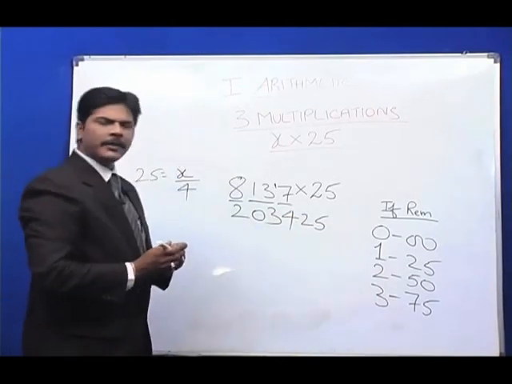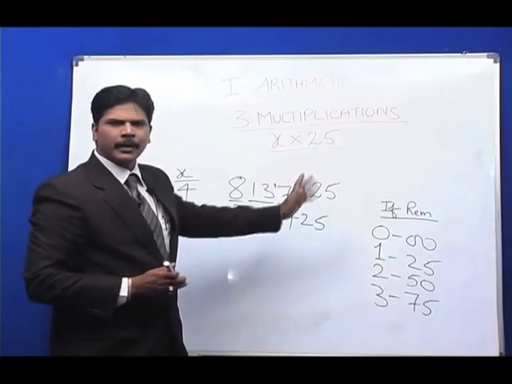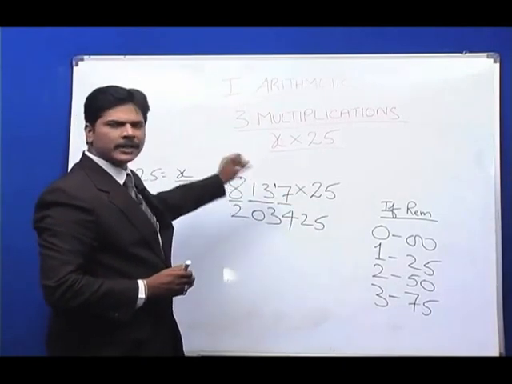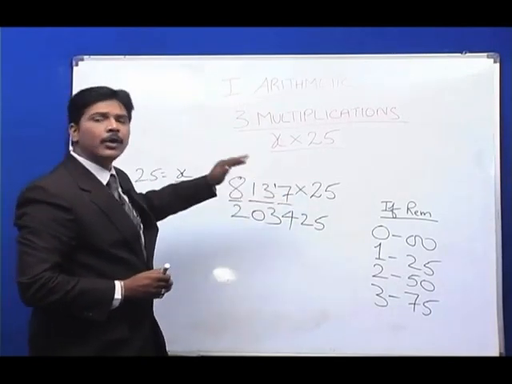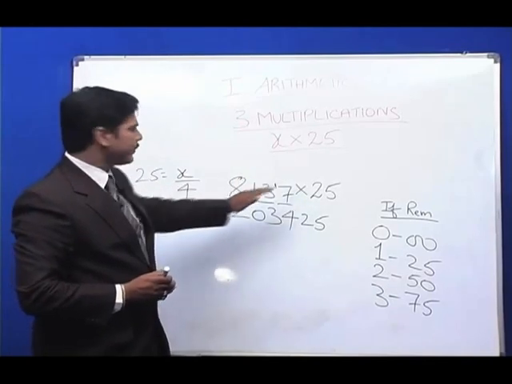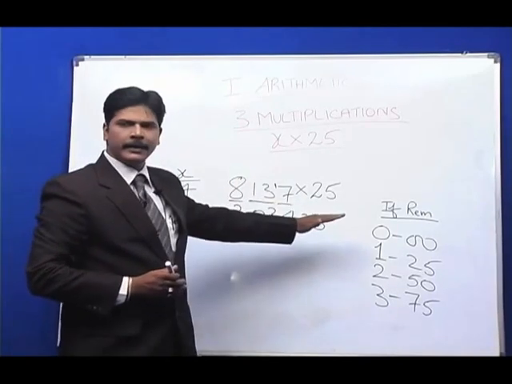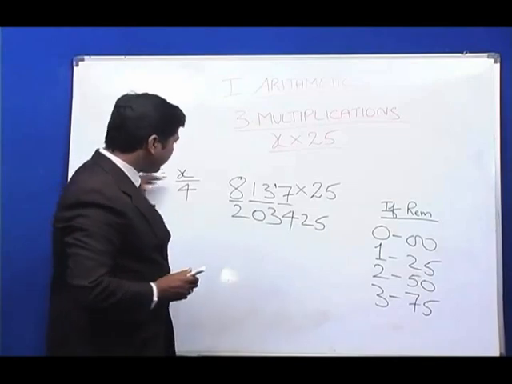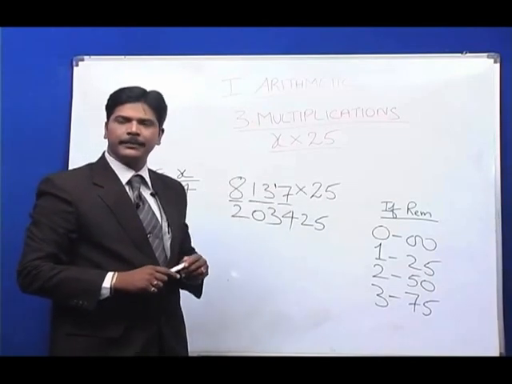Now we can extend this to even any length number, be it 5 digits or 7 digits or 10 digits or 20 digits and so forth. Okay, the same technique can be applied, and we can multiply any length number by 25.